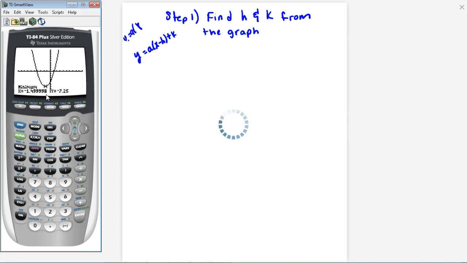So in this case, h, I moved it to the left, so it was plus, right? If it was to the left, it was plus. Look at the poster and double check, but I'm pretty sure that's correct. So that was to the left, so that was a positive 1.5 move. And for my k, we moved it down, and the bottom instead of 0 was negative 7.25.